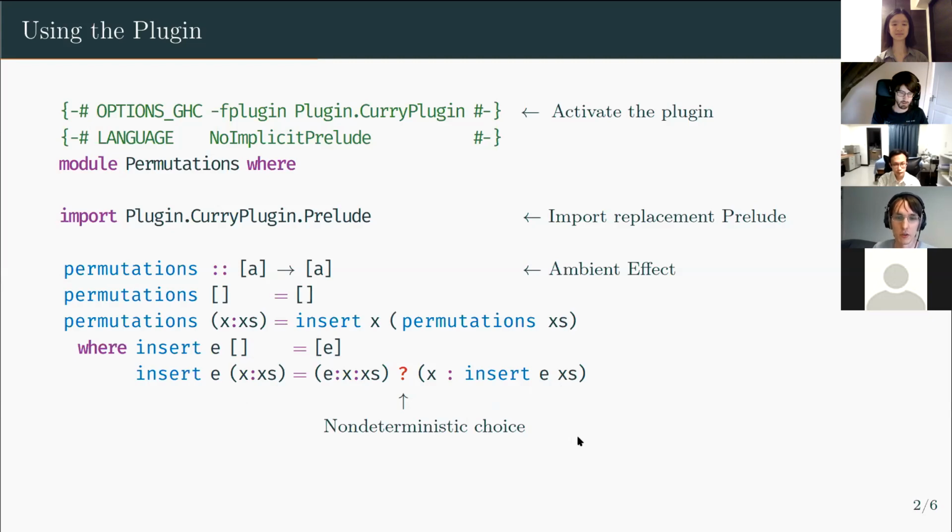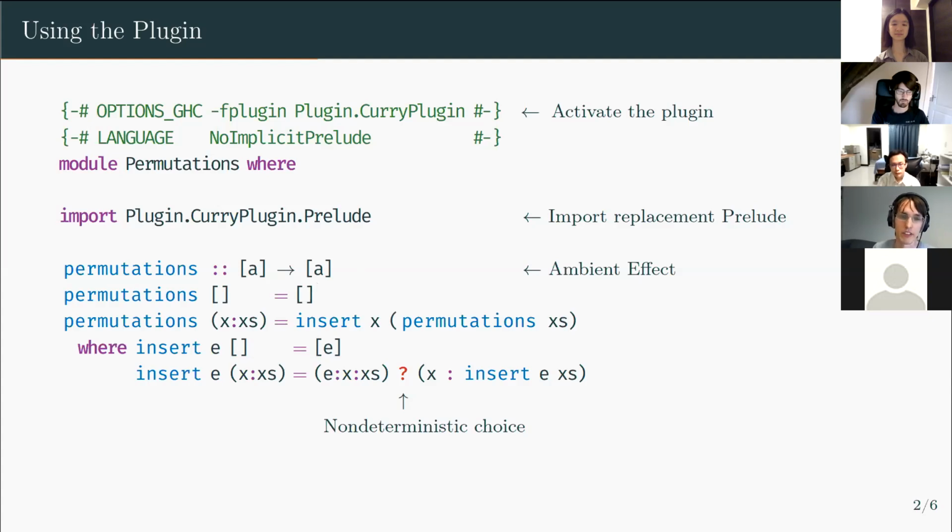One thing to note here is that this is actually an ambient effect. So it isn't actually visible on the type level at all. Instead, it is hidden, which helps with the compositionality of this function and other functions in the context of our plugin. And this is actually how Curry, the language itself, does it as well.